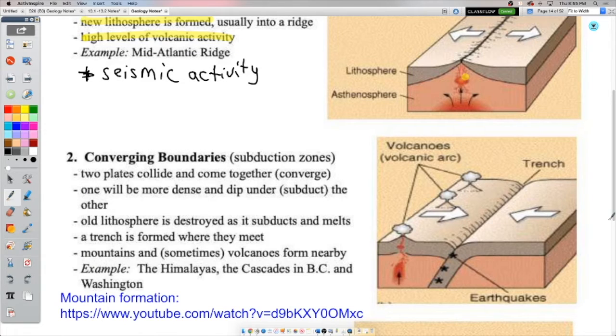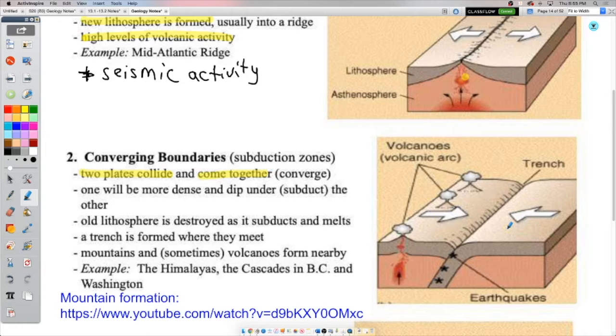The next type we have is a converging boundary. Diverging and converging are opposites. Converging boundaries are where two plates collide and come together. So two plates are colliding here. They converge. You can see that here in the picture. Right now they're coming towards each other.